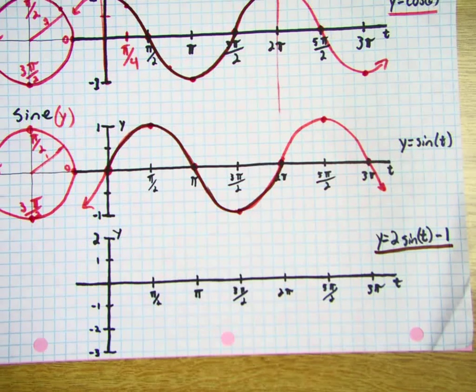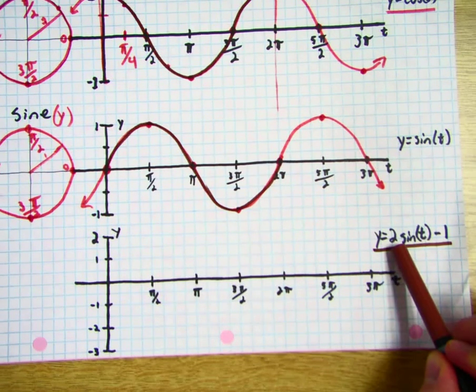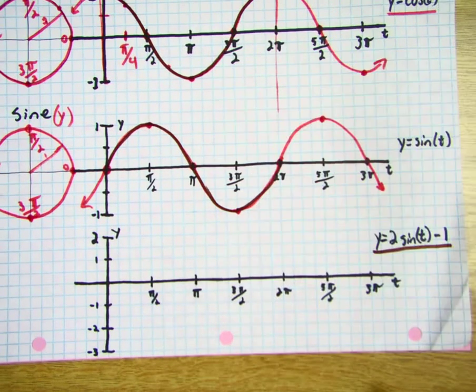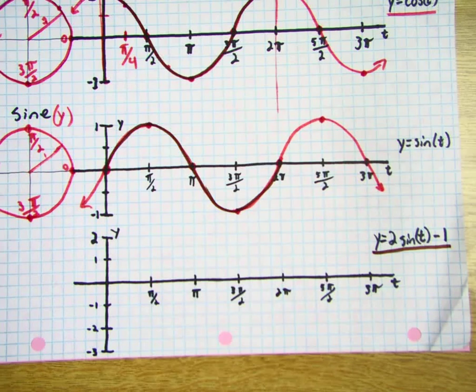All right, so what you should notice is that the 2 should be a vertical stretch. It's going to stretch it 2 times as tall as it would have been. And the -1 should be a shift down. So what would that look like?